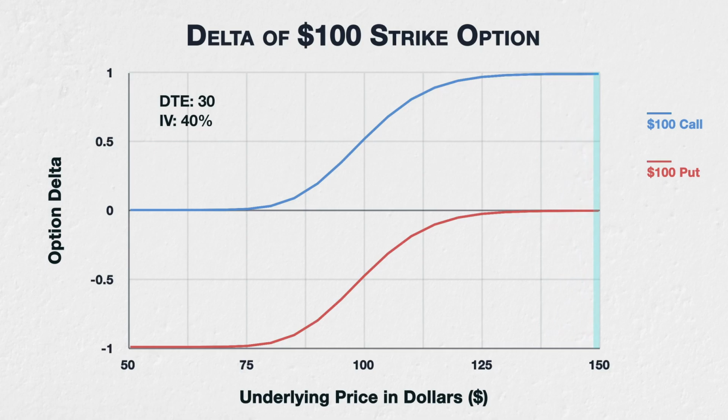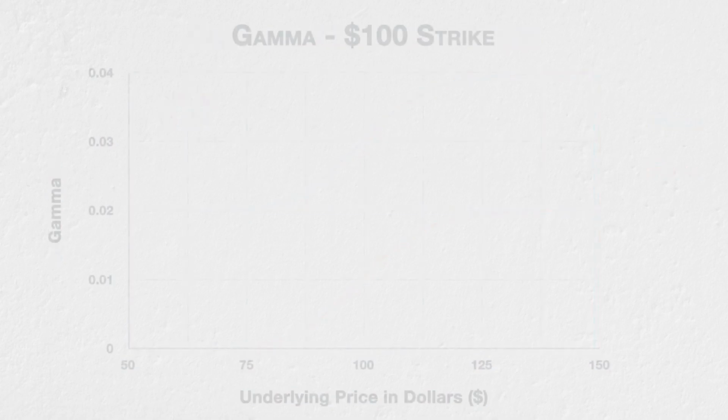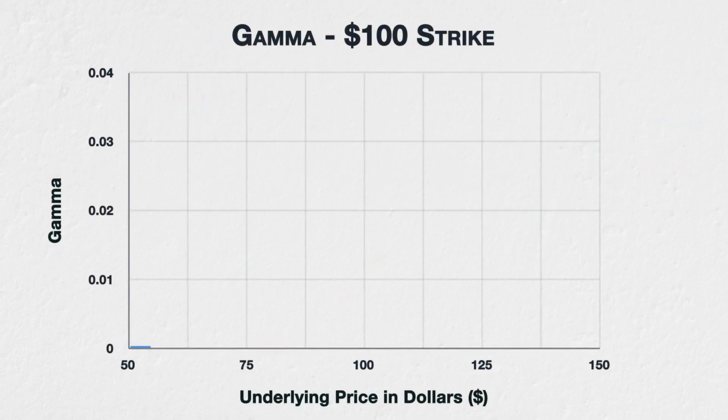Just by looking at the chart for the options delta then, we can get a pretty good idea of what the chart for gamma is going to look like. It will peak when the options are at the money, falling off in both directions as the underlying price moves further away from the strike price. Now let's look at the actual values. This chart shows the gamma for the $100 strike.